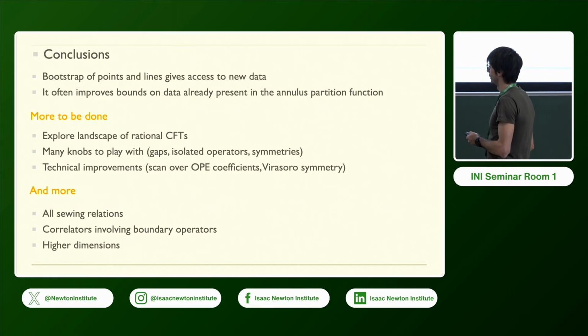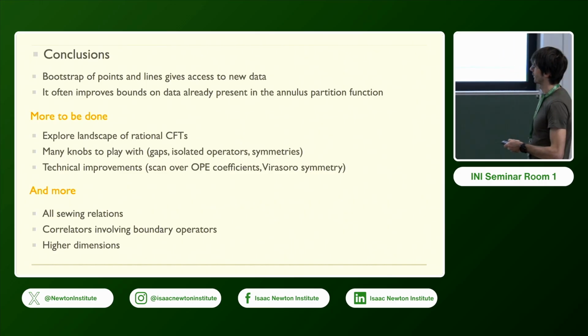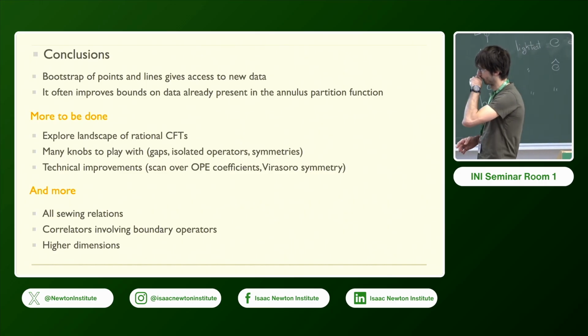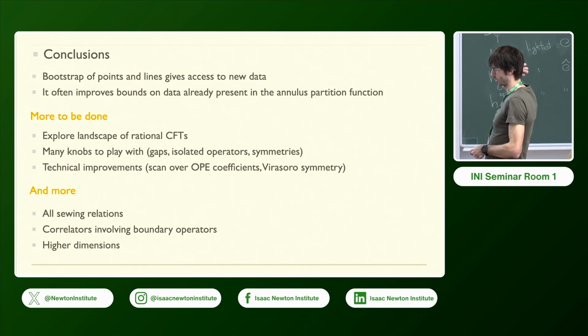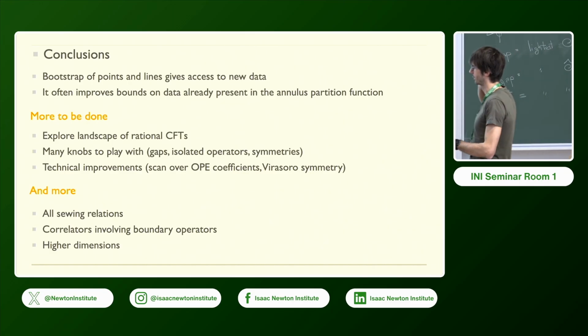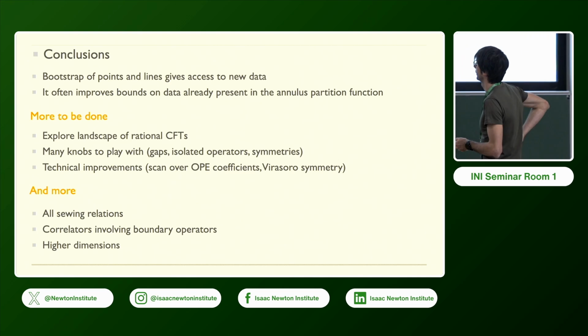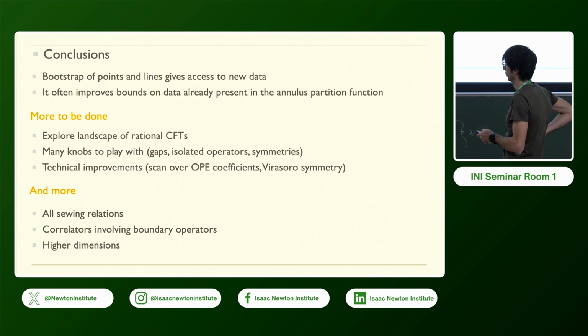Clear improvements would be to use all the Ward identities, or to use correlators involving boundary operators as well, which in a different setup is already underway. There's work on similar topics, both by Max Metlitski and collaborators and by Miguel Paulos and collaborators. And it would be nice to also look at higher dimensions.